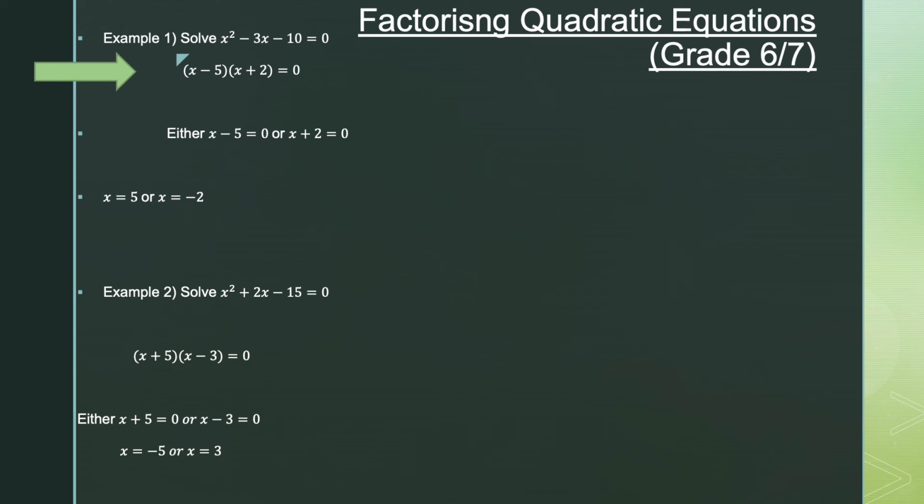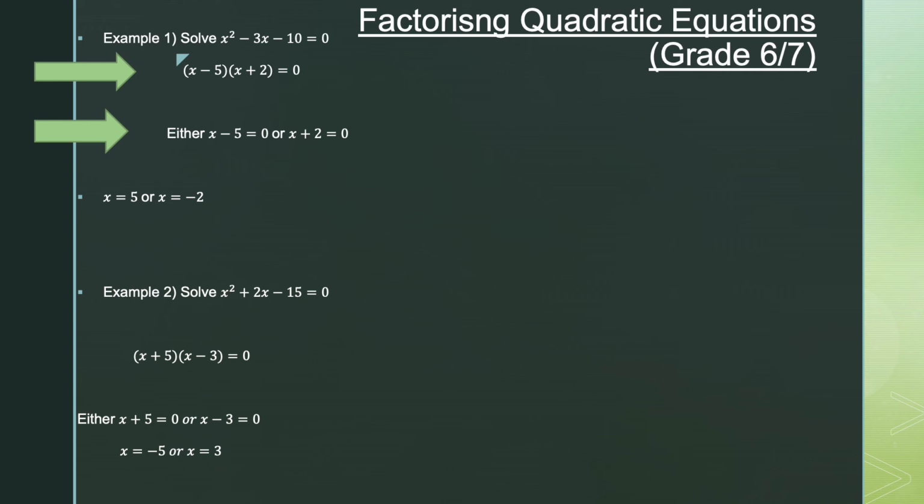And then we say either x minus 5 is equal to 0 or x plus 2 is equal to 0. So our solutions are x equals 5, adding 5 to both sides, or x equals minus 2. So they are my solutions to the quadratic.